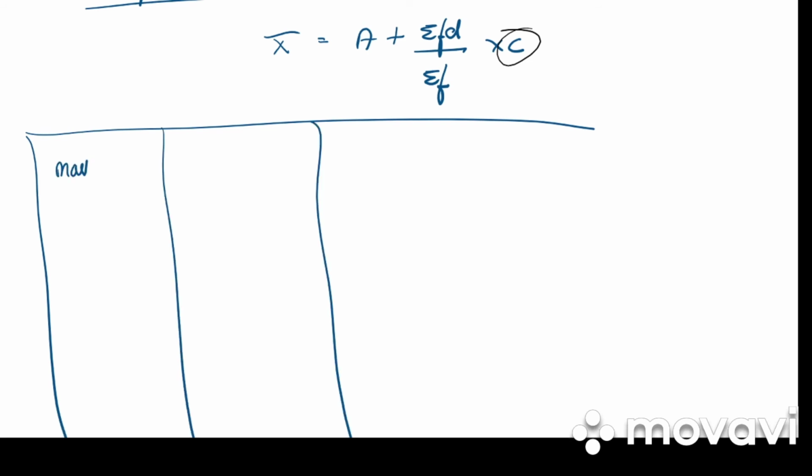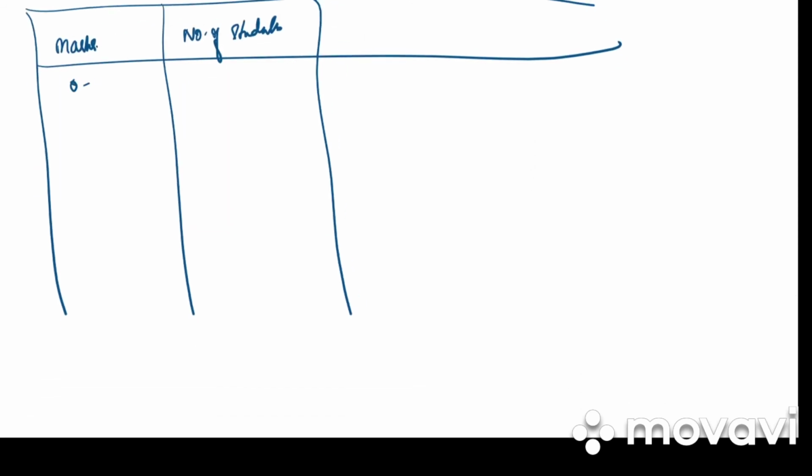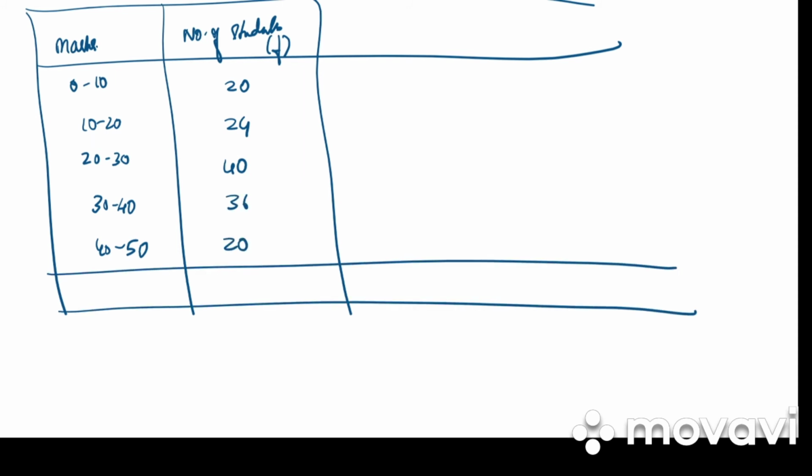They have given us marks and number of students. So marks is 0 to 10, 10 to 20, 20 to 30, 30 to 40, 40 to 50. Frequency will be 20, 24, 40, 36 and 20. Next is to find out M. L1 plus L2 divided by 2. It is 5, 15, 25, 35 and 45.